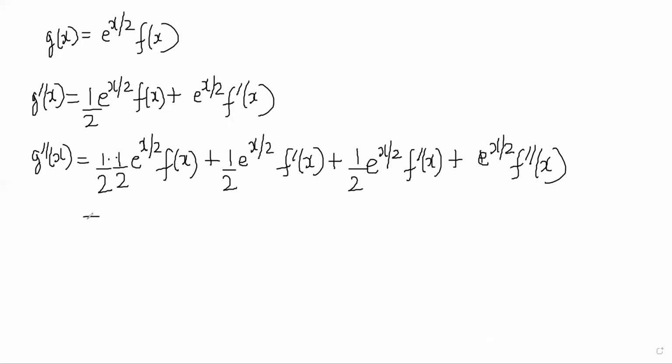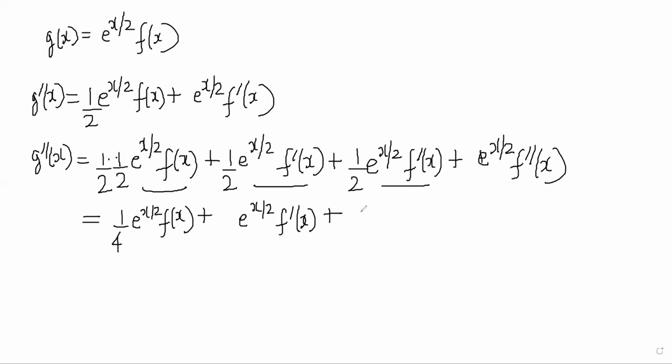So notice, this part is here and this part is not there anywhere else. So it is 1 by 4 e^(x/2) f(x) plus, this part is common here and here, so it is e^(x/2) f dash x plus e^(x/2) f double dash x. And now this is your double derivative. One more derivative you have to do, which will be annoying, but you have to do it.